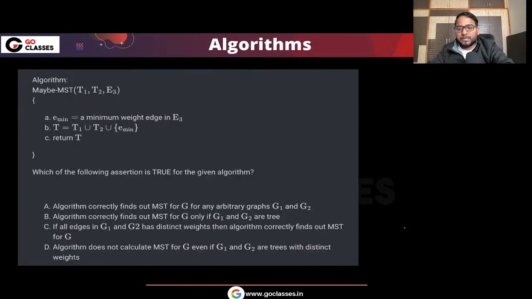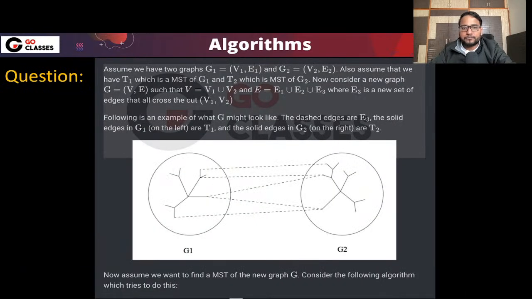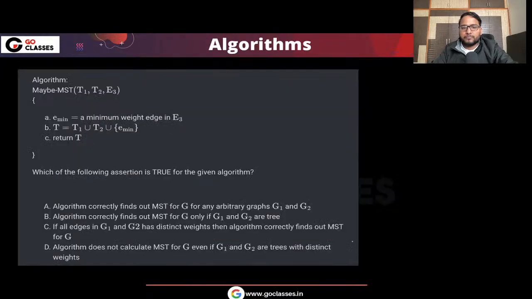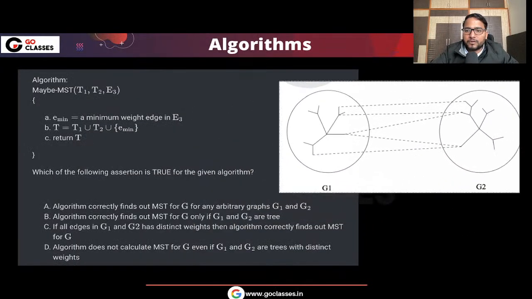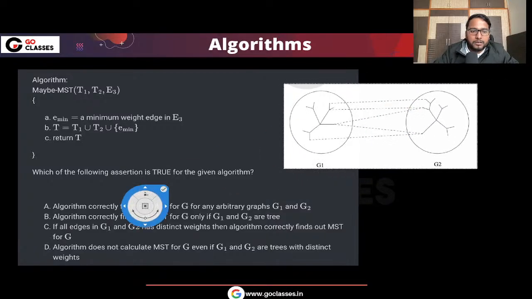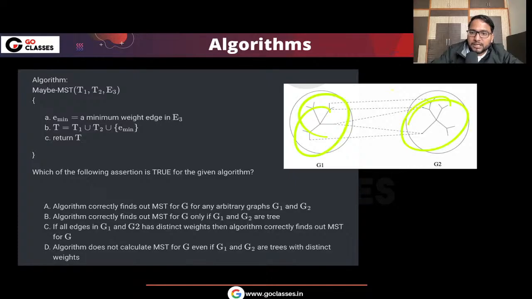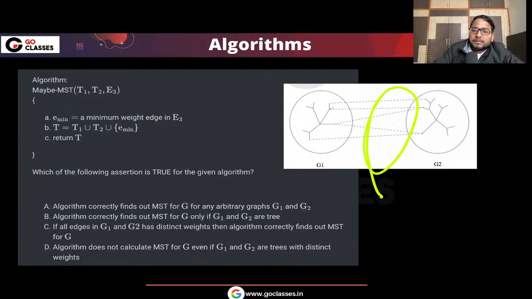There is some algorithm that they have proposed. Let's just see that algorithm. So I mean, this is the name of the algorithm. Now what they're saying: E minimum equals a minimum edge weight of T1, T2, E3. So basically they are giving T1 as an input, T2 as an input, and this E3 as an input. Now they are saying a minimum edge weight in E3. So you find out the minimum edge weight in E3 and then you return it.